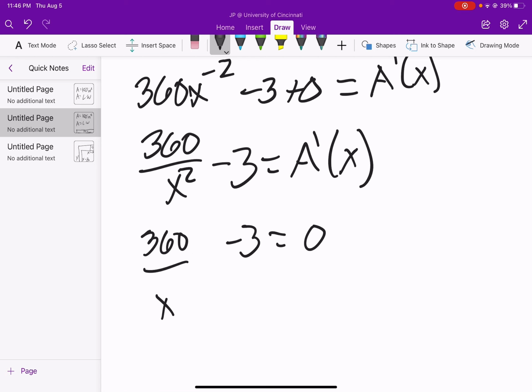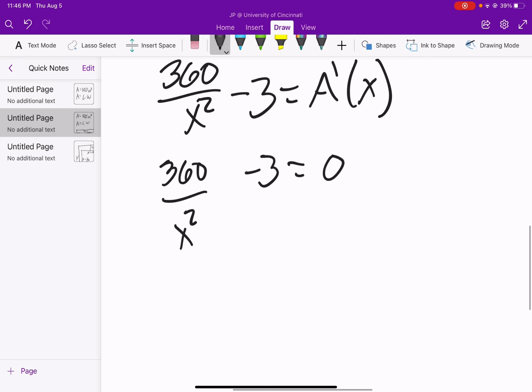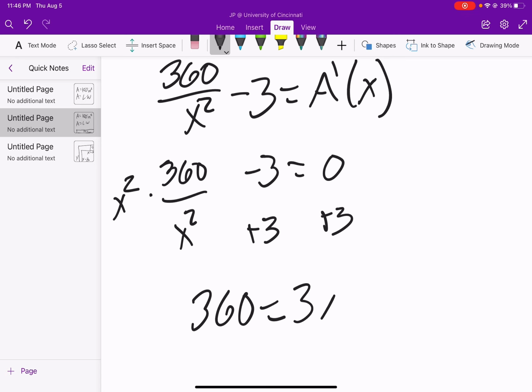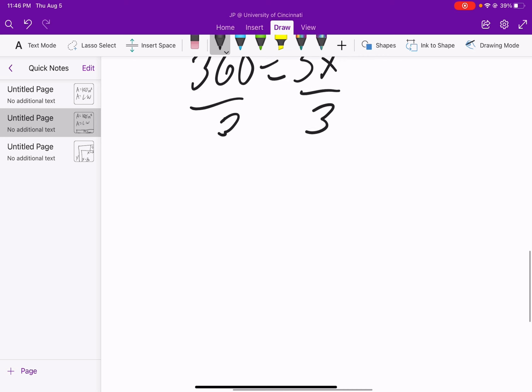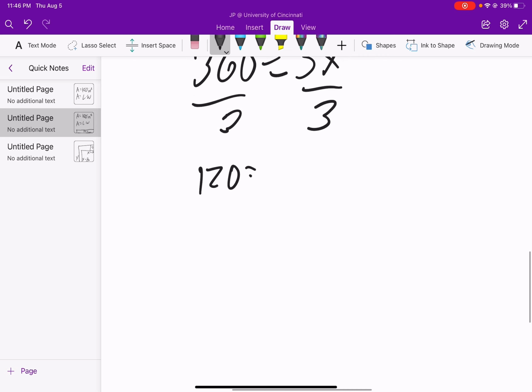360 over x squared. All right. So just basic algebra here. Adding 3, multiplying by x squared. So now we've got 360 equals 3x squared. Divide this 3 back over. It's going to give us 120 equals x squared.